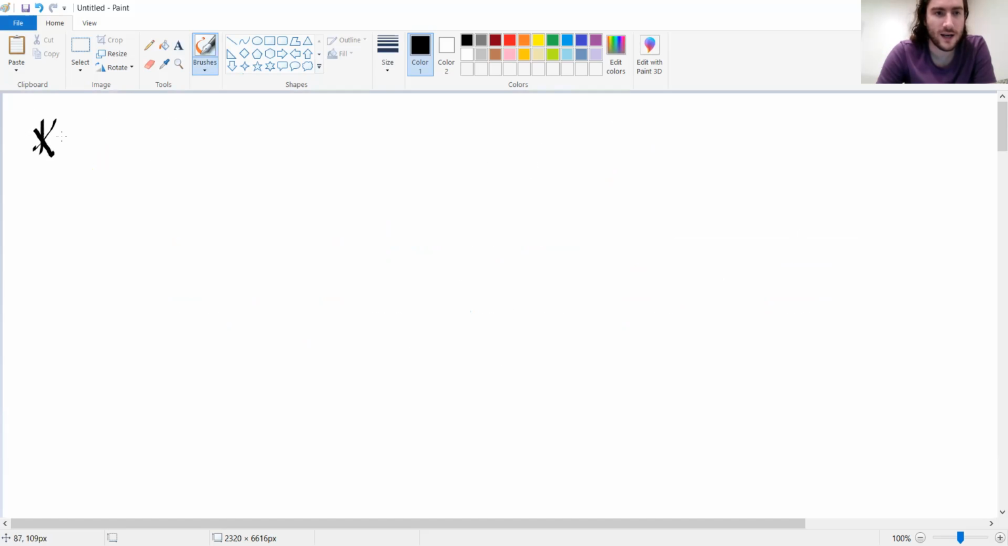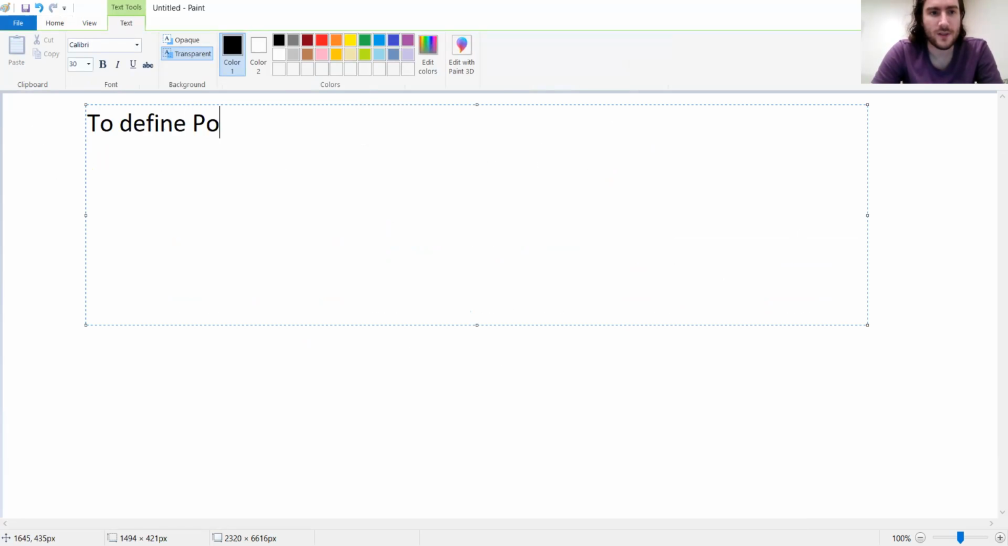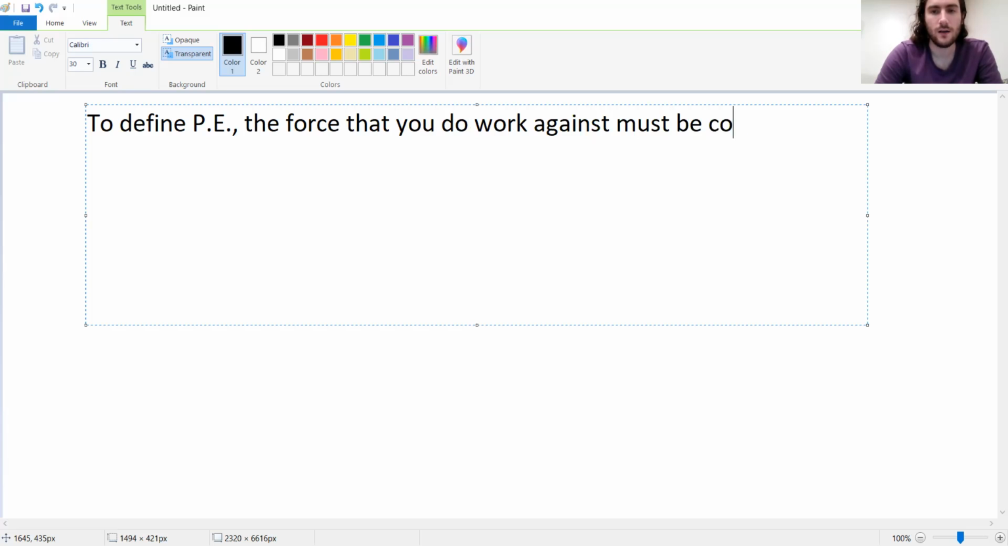So in order to define, and this is also more technical stuff, let me just type some of this out. Maybe you guys can copy it again. I'll try not to make it as long as the last one though. So to define potential energy, the force that you do work against must be conservative. Must be a conservative force. Let's write it that way.